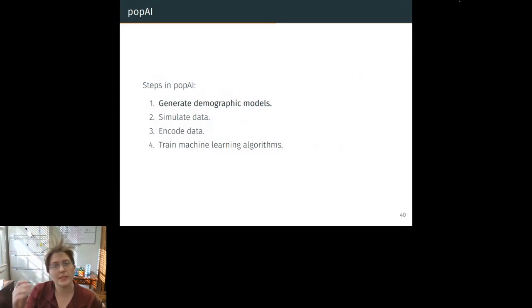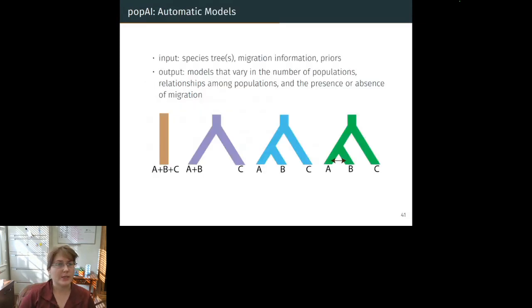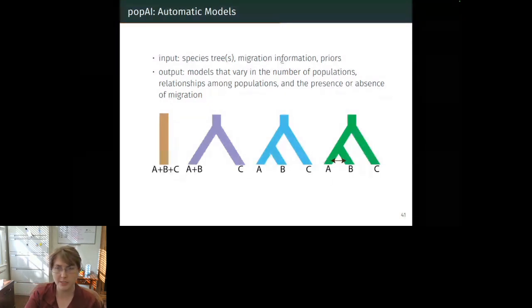So the first step in this is to generate a set of models that the user wants to compare. We do this using a few different approaches. So one way is we can automatically generate models. We ask the user for a species tree or a set of species trees, some information about which populations should be able to potentially experience migration, and some priors on things like divergence times and mutation rates. Then PopAI will output some models. These models can vary in the number of populations. They can vary in the relationships among populations and in the presence or absence of migration.